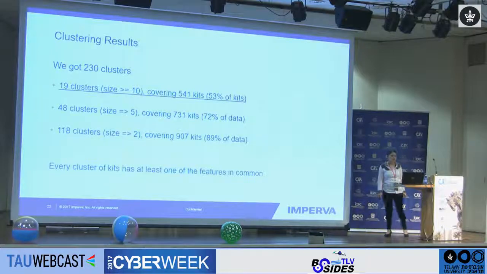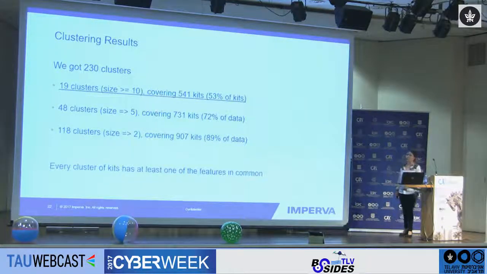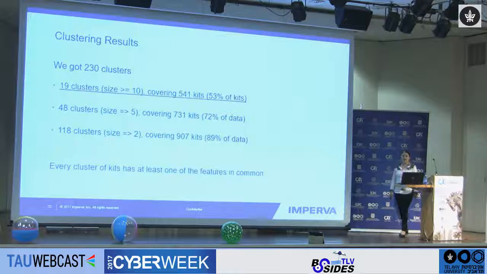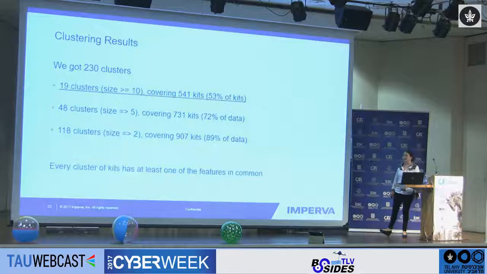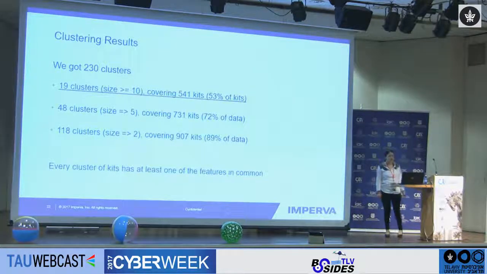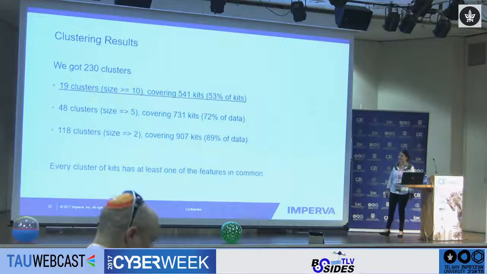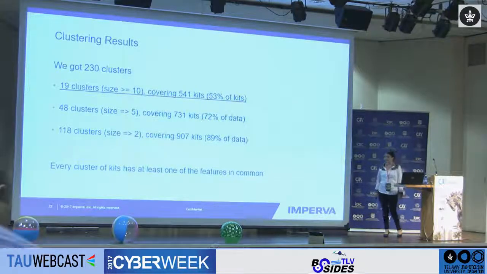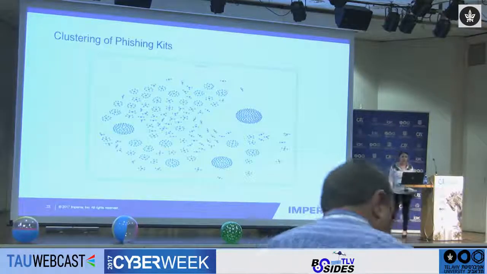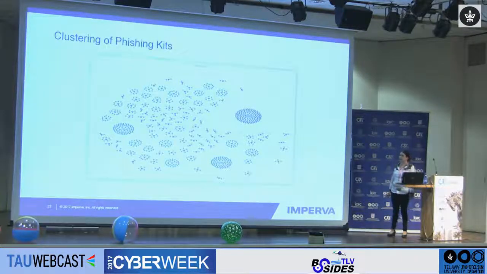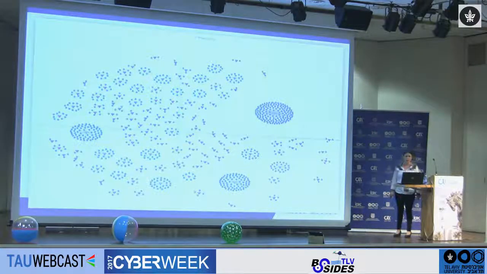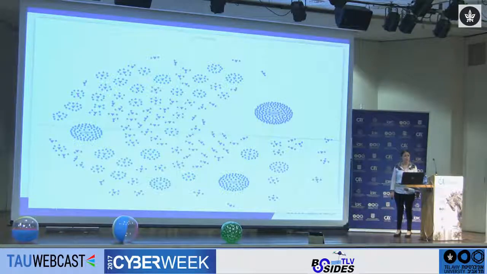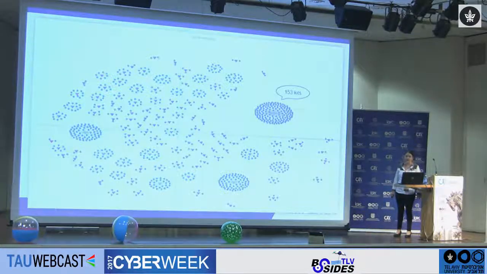The following is a clustering analysis of the extracted features. More than half of the kits are grouped in 19 big clusters, whose size is greater than or equal to 10. 72% of kits are clustered in medium clusters. The following graph demonstrates the clustering of the deployment kits. The blue dots are phishing kits while the purple ones are cluster identifiers.